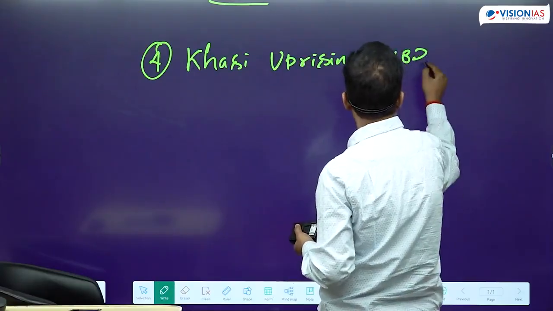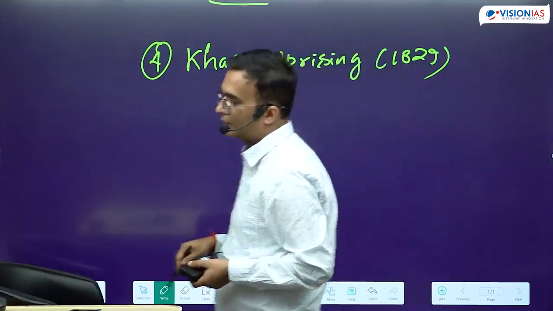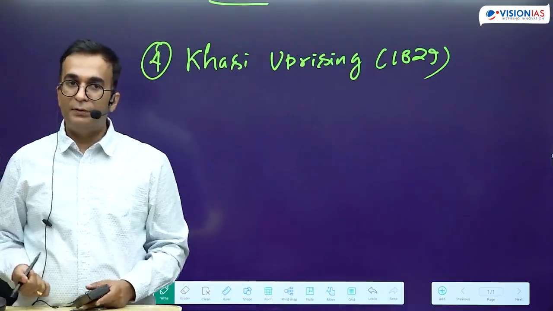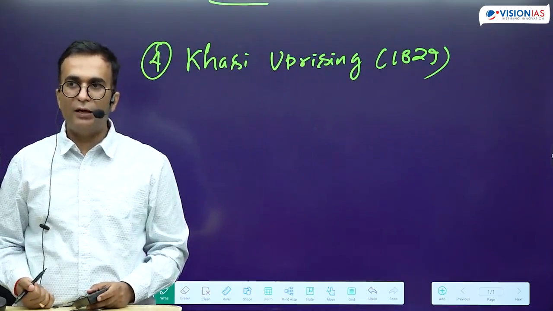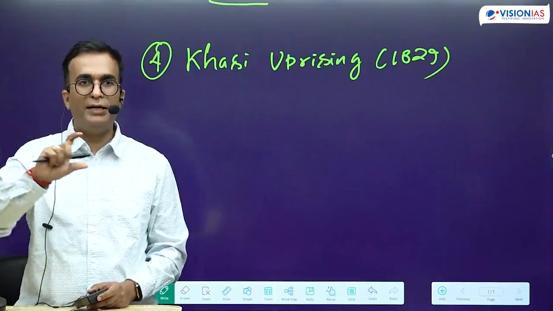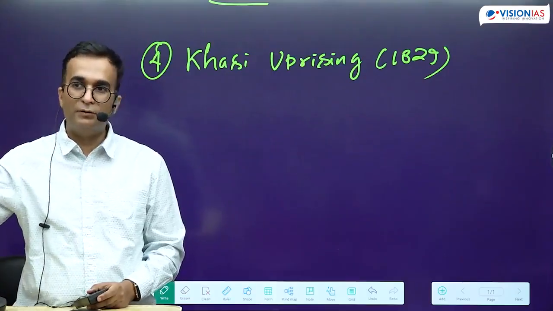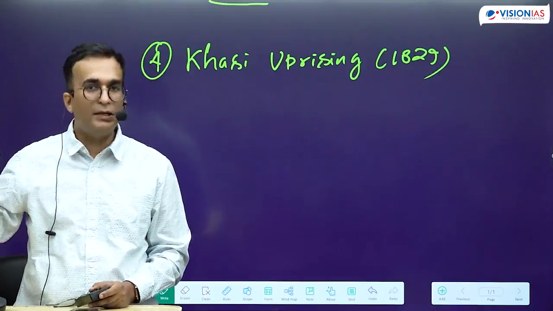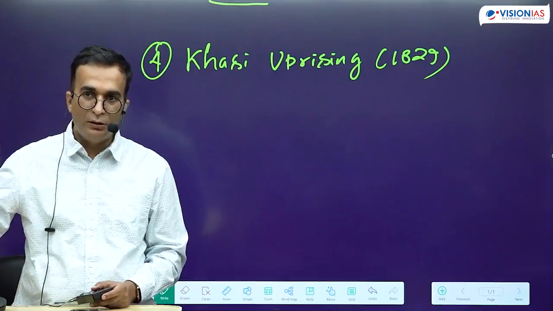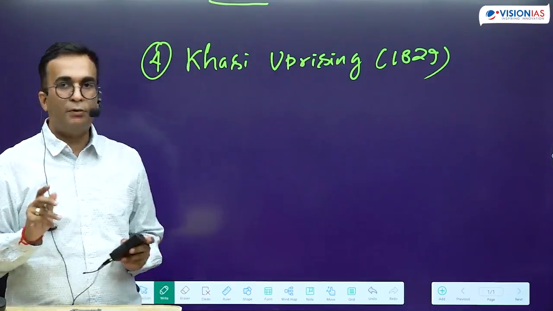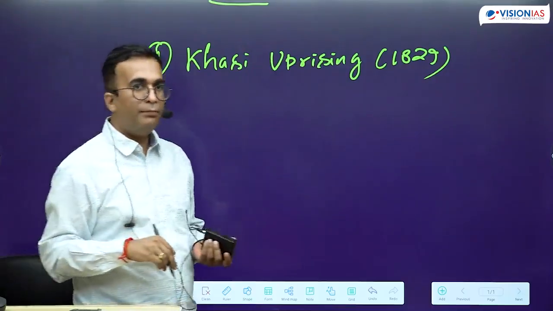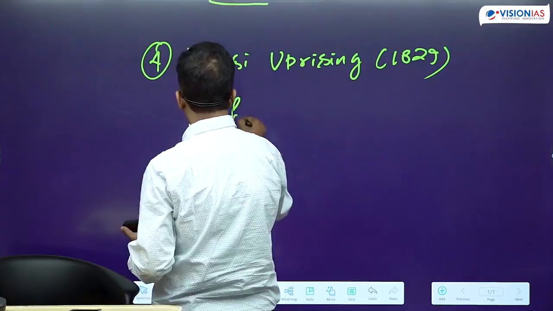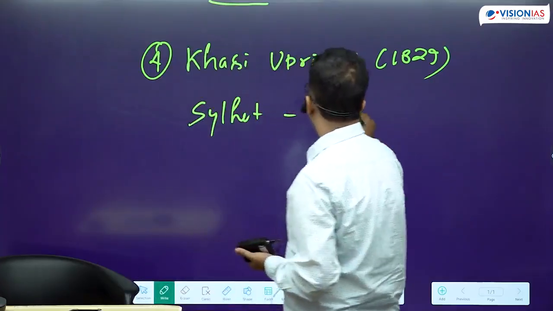1829. So understand, Khasis are the tribal people of Meghalaya. And in fact, I hope you know that the hill ranges are also named like that, Khasi, Garo and Jaintia. In fact, these are the tribal communities of Meghalaya. But then there are other communities also. So understand, what is their problem? The problem is that the British were creating a road which connected Sylhet to the Brahmaputra Valley.